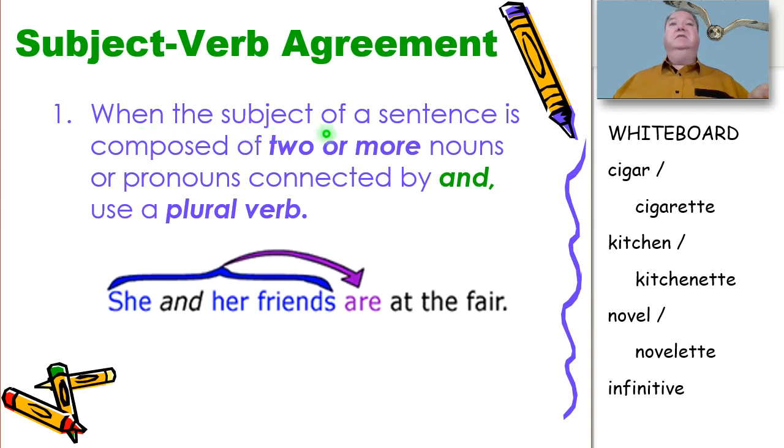Okay, so when the subject of a sentence is made of two or more nouns or pronouns. What do pronouns do? Pronouns replace nouns. Okay, so nouns or pronouns can be the subject here, connected by the word and. So you have a noun and a noun joined by and. So this and this, that's plural. That's more than one. So that's plural, so we need a plural verb.